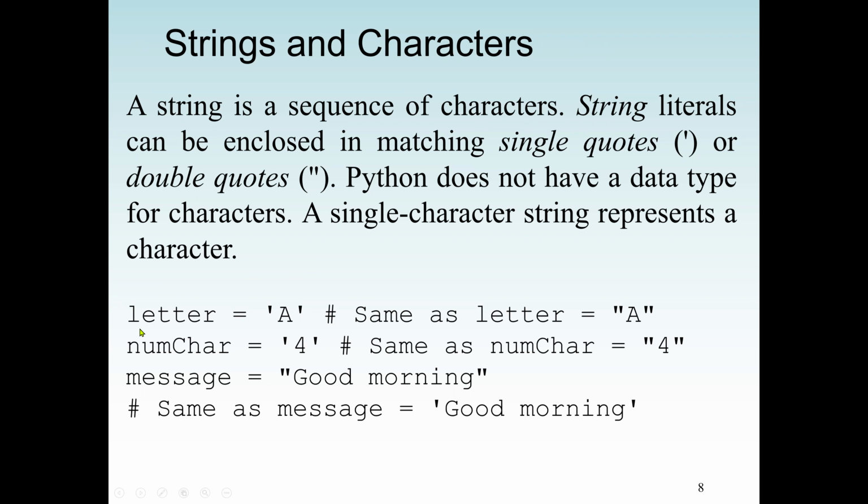So in the example here, we have letter equal to A. It's in single quote. Numchar equal to 4. Now this 4 becomes a character. It's not a value. Then message equal to good morning. Same as message equal to good morning. So the good morning can be in double quotation or single quotation. They are the same.